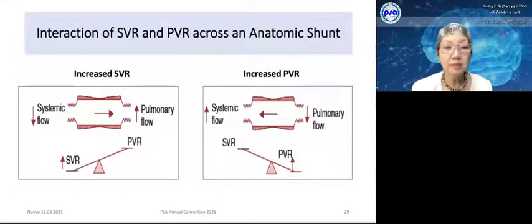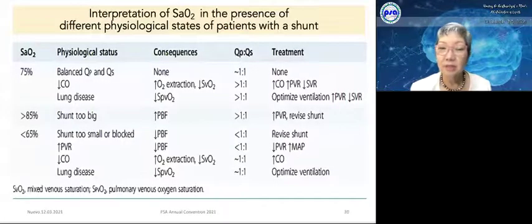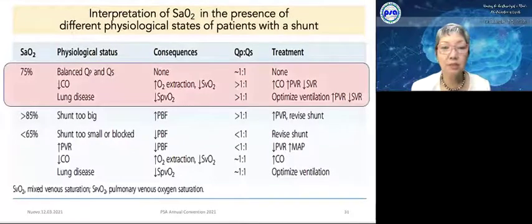So the second table here shows us something very interesting, and I want us to focus on this more closely. It tells us about interpreting the arterial oxygen tension in the presence of physiological states of patients who are with shunts. So our patient can either have a 75% O2 sats, more than 85, or less than 65. So let us look at this more closely.